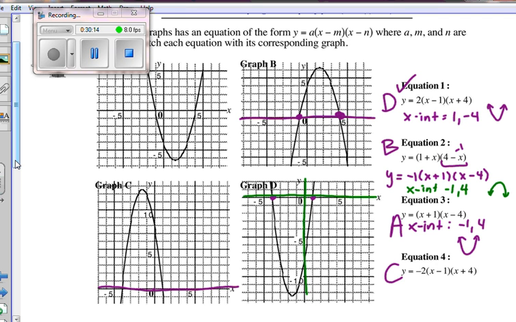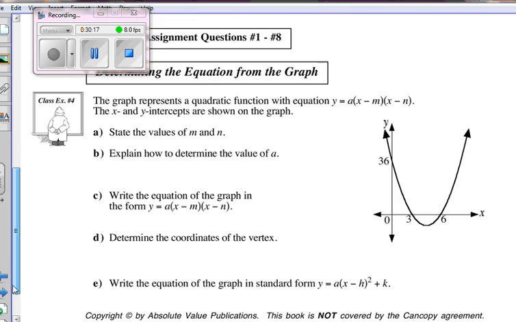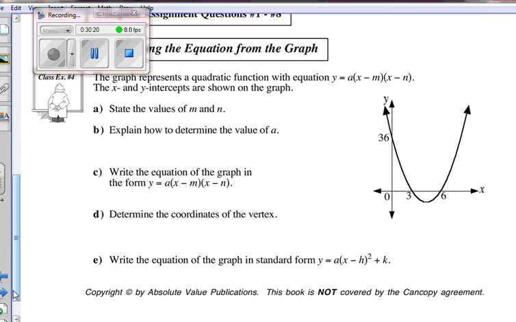Well, we could go through it again if you want. Okay. Keep going. Let's get through the rest really quickly. No, we're finishing this off. Let's just see if we need to go through this question. Yes, we do. Okay, what's the value of m and n? 3 and 6. Okay, explain how to determine the value of a. How could we figure out the value of a?